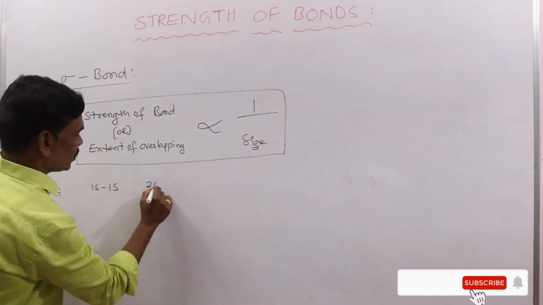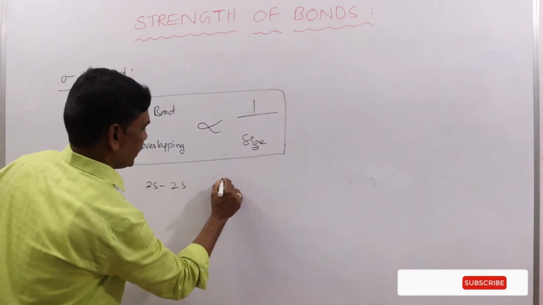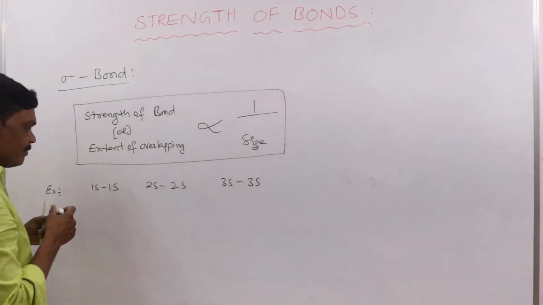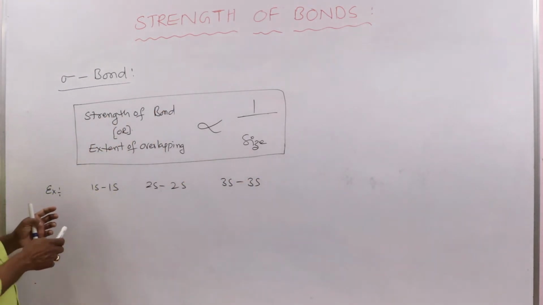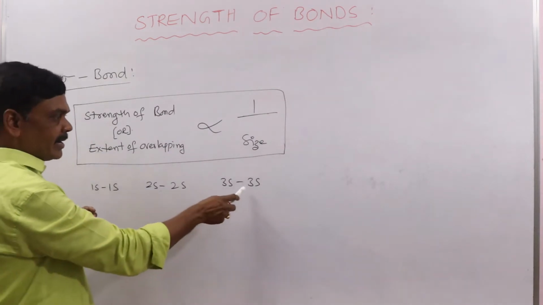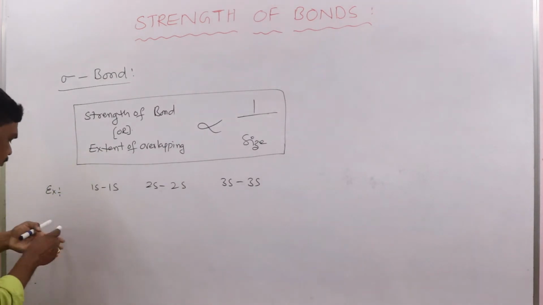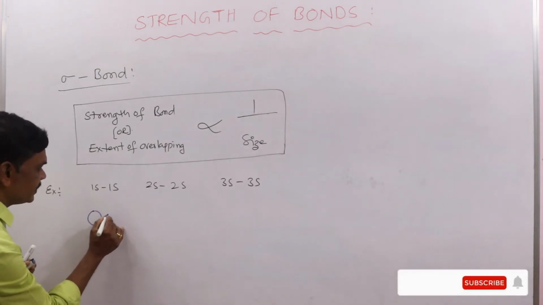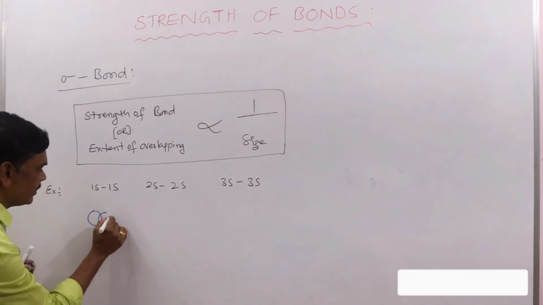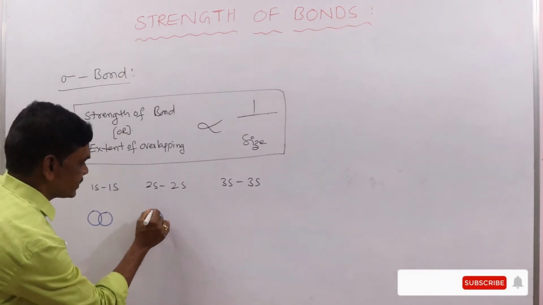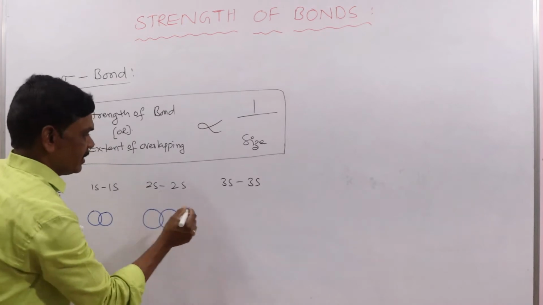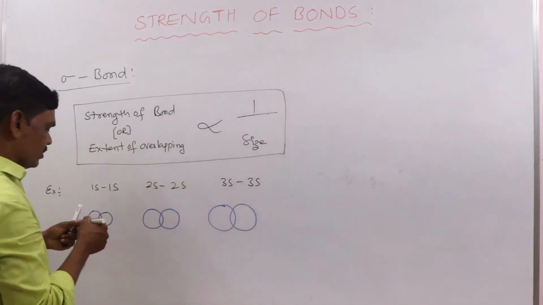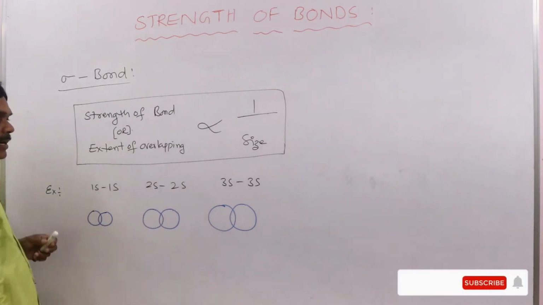Say for example, 1s, 2s, and 3s. If it is a comparison between s orbitals, 1s orbital, 2s orbital and 3s orbital. Here 1s is the first energy level, 2s is the second energy level, and 3s is the third energy level. Okay, so we know that this is the overlapping region.